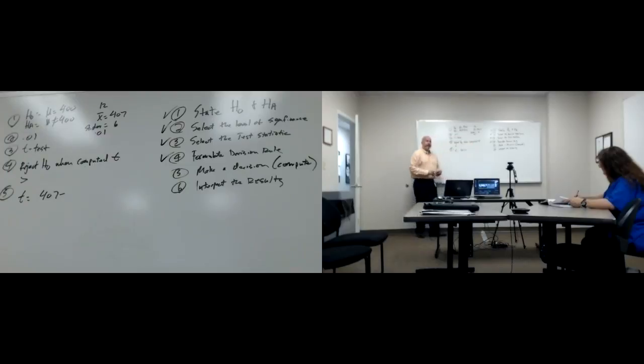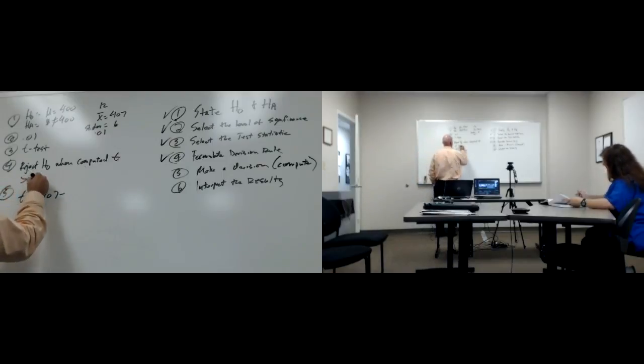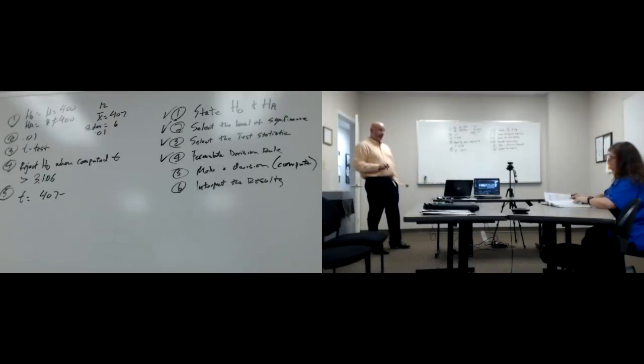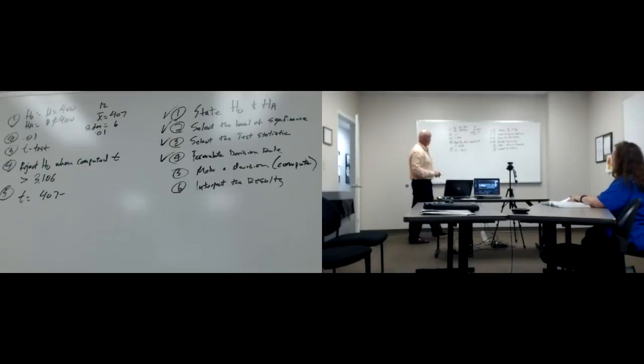Okay, so using a two-sided test at the 0.01 level of significance, we are going to reject the null hypothesis when the computed t is greater than 3.106. Now, step 5, we are going to make a decision. So here we are going to compute.